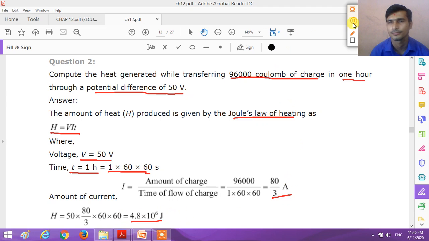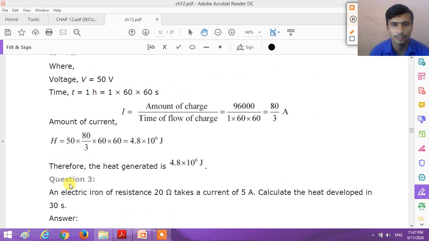Question number 3. An electric iron of a resistance 20 ohm. Here the resistance R is given to you, 20 ohm. It takes a current of 5 ampere. Current I is given to you, 5 ampere. Calculate the heat developed in 30 seconds. Time T is given to you, 30 seconds.